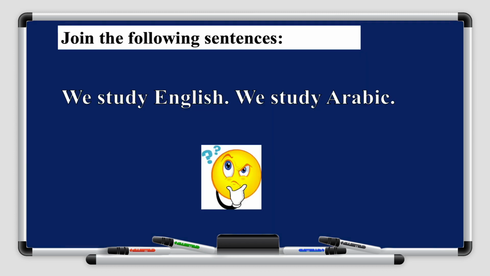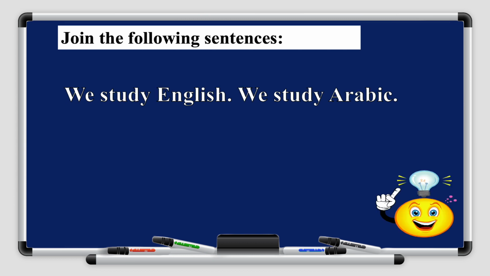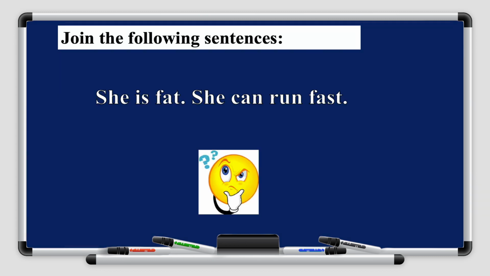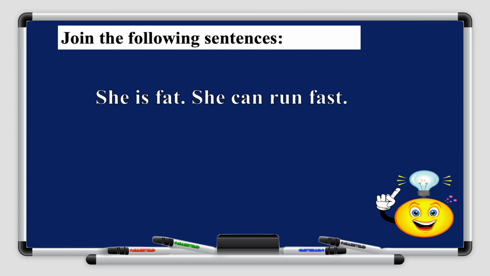Now test yourself. Join the following sentences. We study English. We study Arabic. Here we have an addition. That's why we're going to use and. We study English and Arabic. She is fat. She can run fast. Now, here we have a contradiction. She is fat, so you assume she's going to be slow. So what are we going to use? We're going to use but. She is fat, but she can run fast.